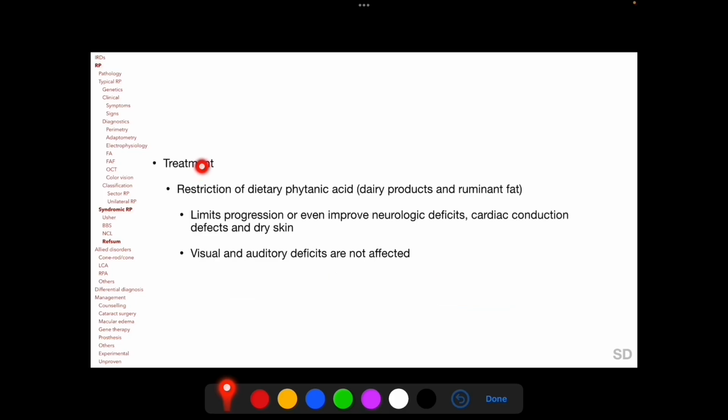Treatment of adult Refsum disease is restriction of dietary phytanic acid, which is found in dairy products and ruminant fat. Although this measure limits progression or even improves neurologic deficits, visual deficits do not respond.